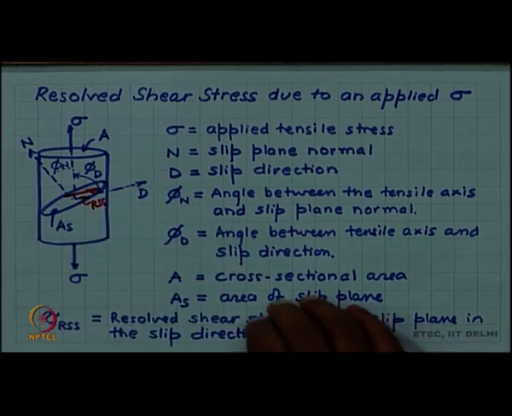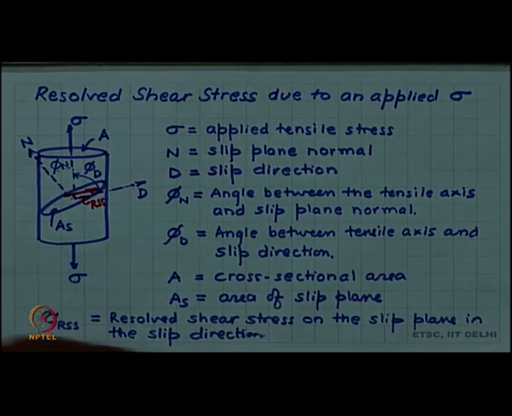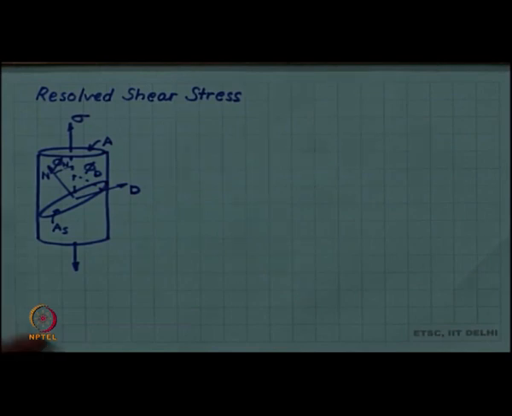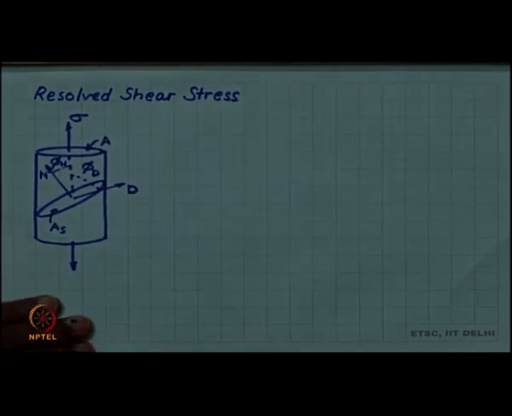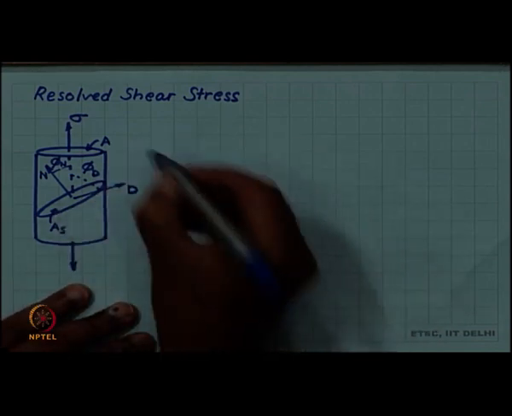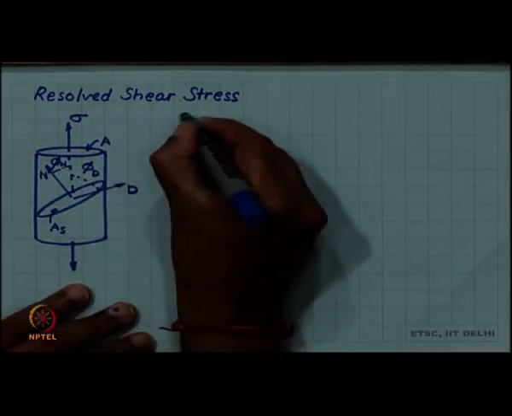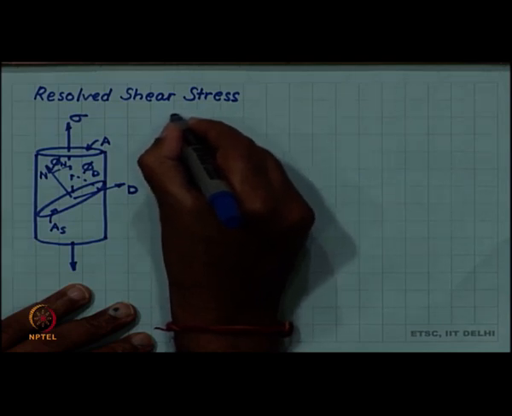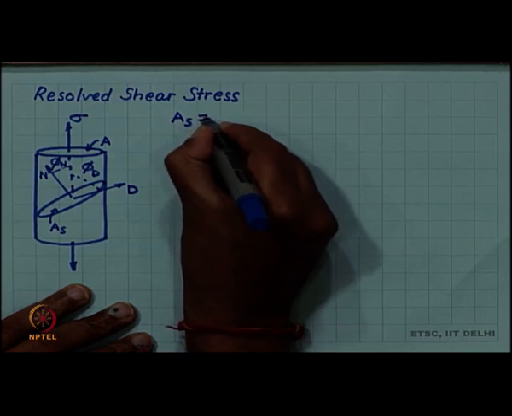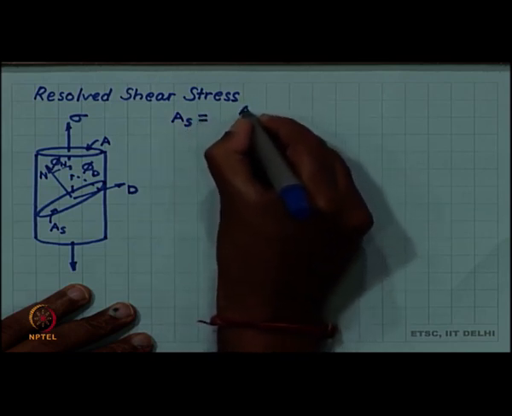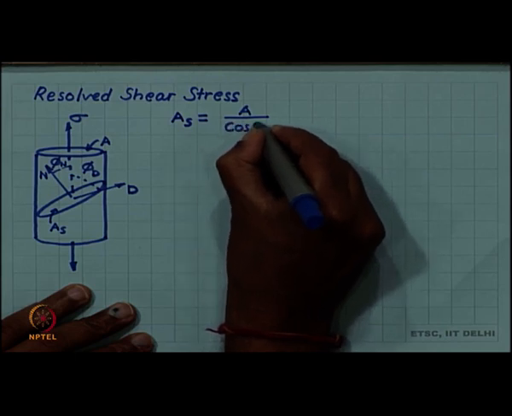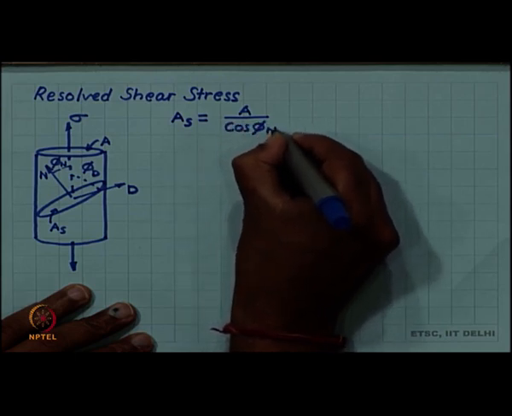So, what is the value of this tau RSS in terms of these variables? First of all, let us relate A and AS. Geometrically we can show that the slip plane area AS will be the cross sectional area A divided by cos phi n.